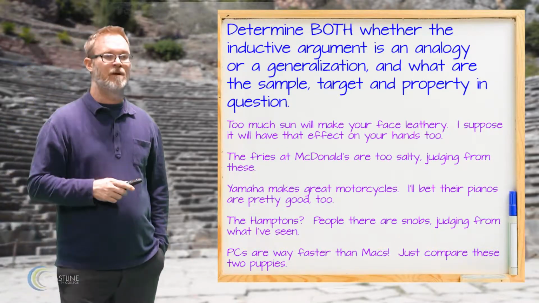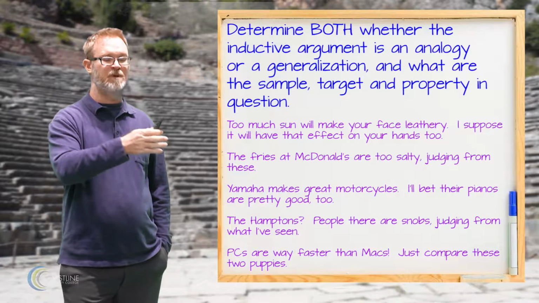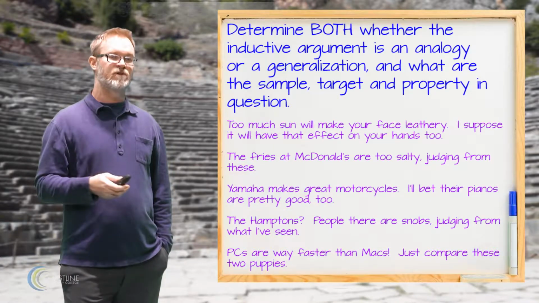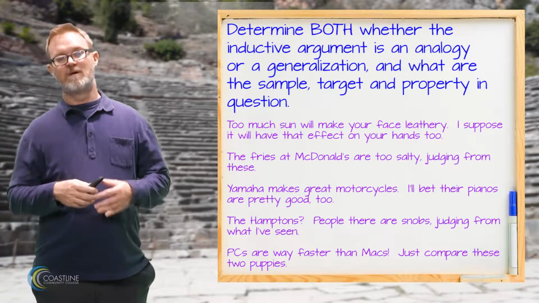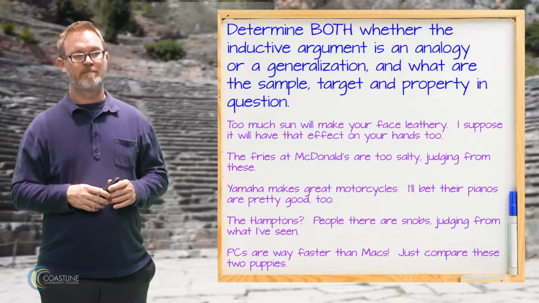Now, lastly, so we have a generalization. Your sample is the people you've seen from the Hamptons. The target is everyone from the Hamptons. And lastly, the property then seems to be something like being snobby, right?